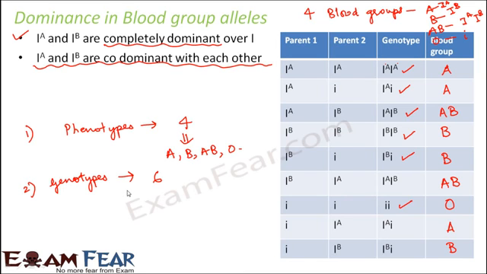Right, so with the 3 alleles of the blood group gene, that is IA, IB and i, you can have 4 unique phenotypes and 6 unique genotypes. And what are the 6 unique genotypes? This is IAIA, IBIB, IAIB, IAi, IBi and ii. So these are the unique genotypes.